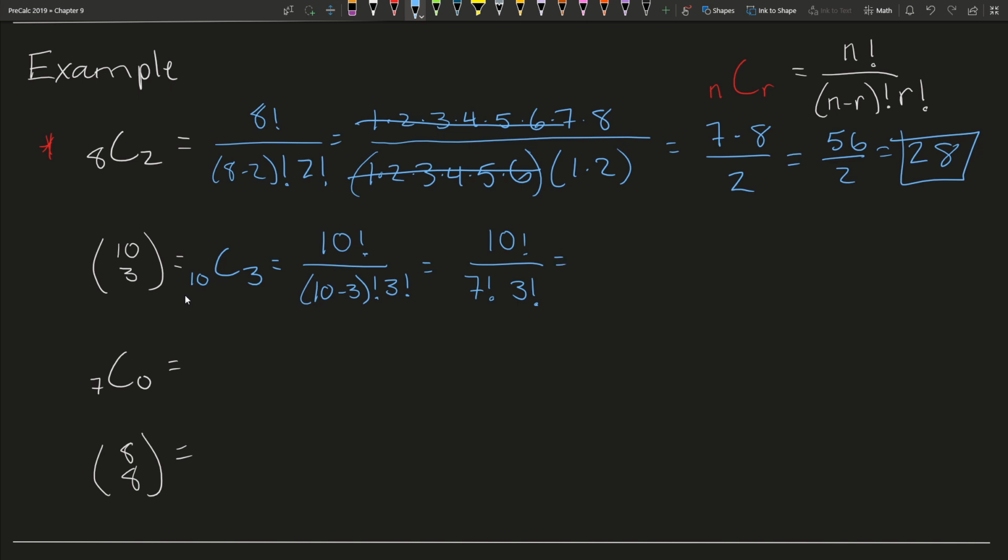And if we simplify that, again, you can write this out. I'm going to do it a little bit short. So 8 times 9 times 10 over 3 times 2. The first 7 factors of 10 factorial cancel out with 7 factorial on the bottom. And then we can simplify that. So we end up getting 120.